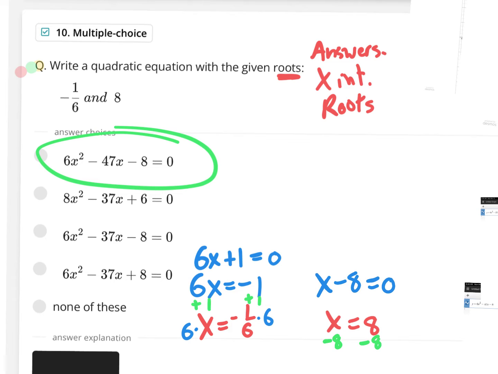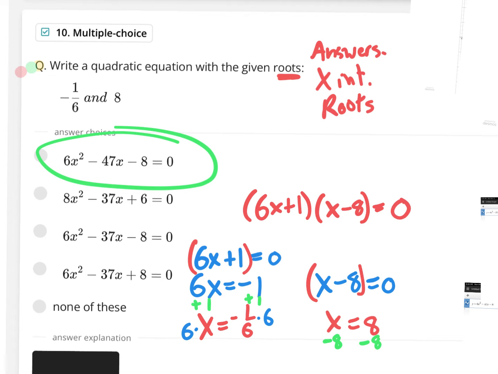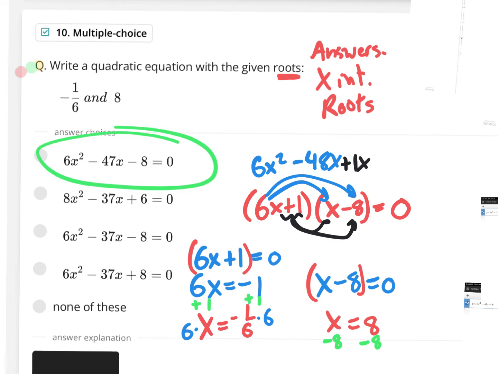So now that you know that you have a binomial here and a binomial there, and they're both set equal to 0, we're using zero product property backwards to put them together and have 6x + 1 times x minus 8 together equaling 0. And we're actually going to distribute. 6x times x is 6x squared. 6x times -8 is -48x. Now we're going to distribute +1 times x is +1x. +1 times -8 is -8.